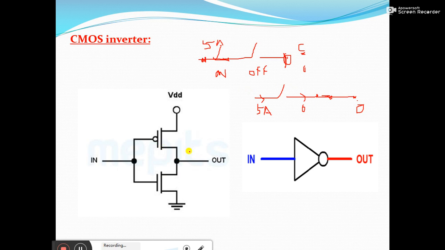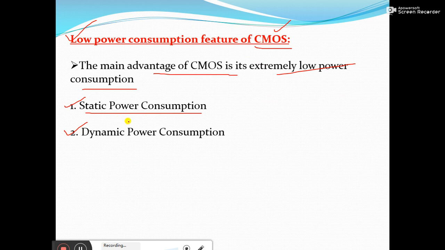Since they are connected in series, the DC current is determined by the non-conducting device. In the first case we can see here it is the non-conducting device, and looking at this we said the output is 0. And here now it is the non-conducting device, and looking at this we said the output is 0. Since the current through the non-conducting device is 0, the power dissipation is assumed to be 0 in case of static condition. Similarly, we can discuss dynamic power consumption.